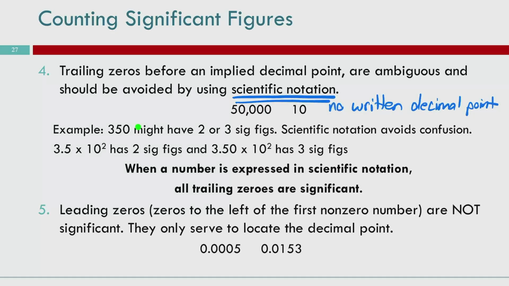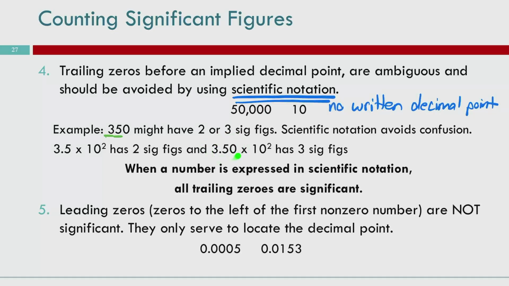So as an example, 350, the 3 and the 5 are definitely significant, right, because they're non-zero numbers. And we are not sure about this 0. So it could be just two significant figures with the 3 and the 5, or it could be three significant figures if the 0 is significant. If we write it in scientific notation, that helps us avoid that confusion. So for example, 3.5 times 10 to the 2. We only have two numbers there now, right? Our 3 and our 5. Those are both significant, so we've got two significant figures.